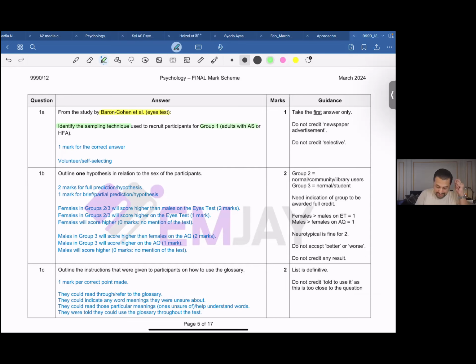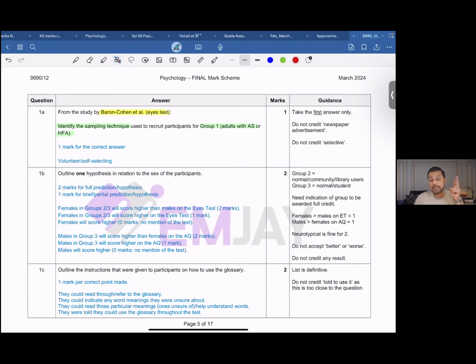Now, understand the question, focus on the wordings of the question. Once you've understood the question, do not waste time, quickly rush to the amount of marks that have been allotted to that particular question. So once you've done understanding the question, as a student, if I see this question, the question is about Baron-Cohen, and the question is demanding that I identify the sampling technique.